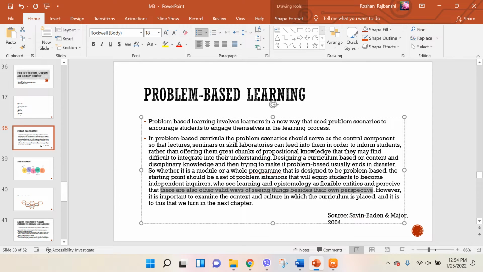However, it is important to examine the content and culture in which the curriculum is placed, and it is to this that we turn in the next chapter. Okay, sorry, that has to be removed.